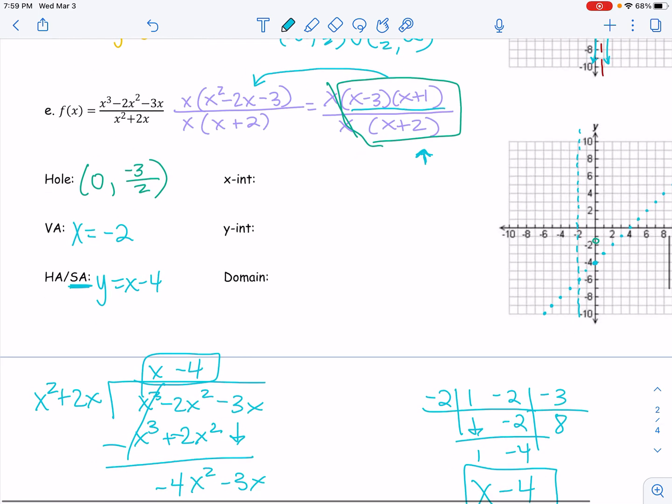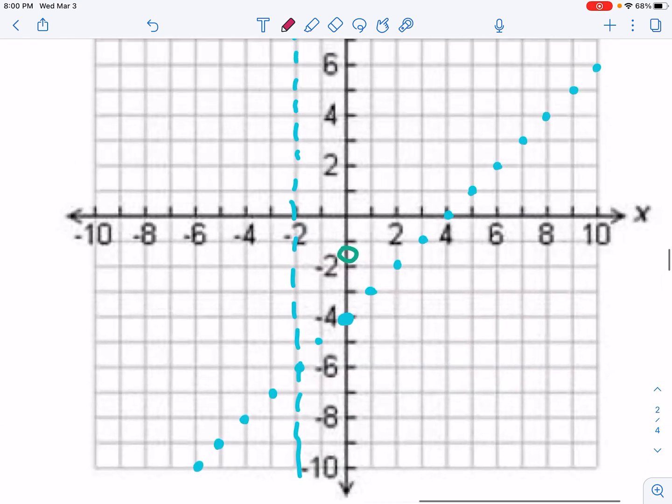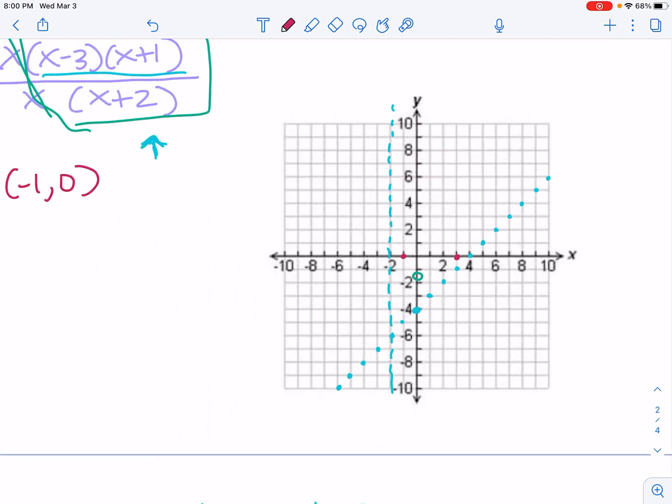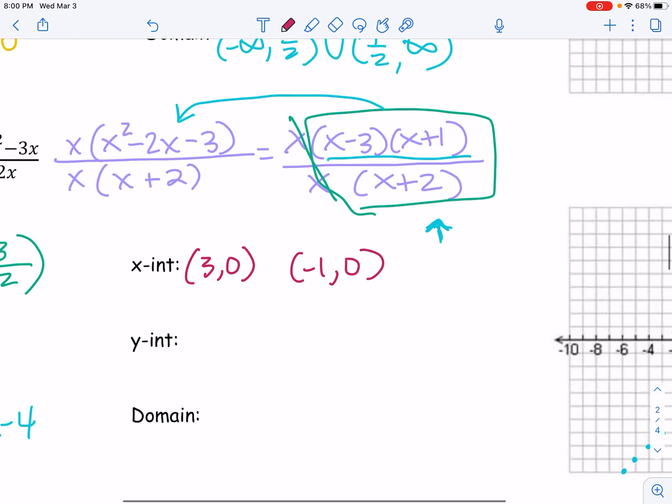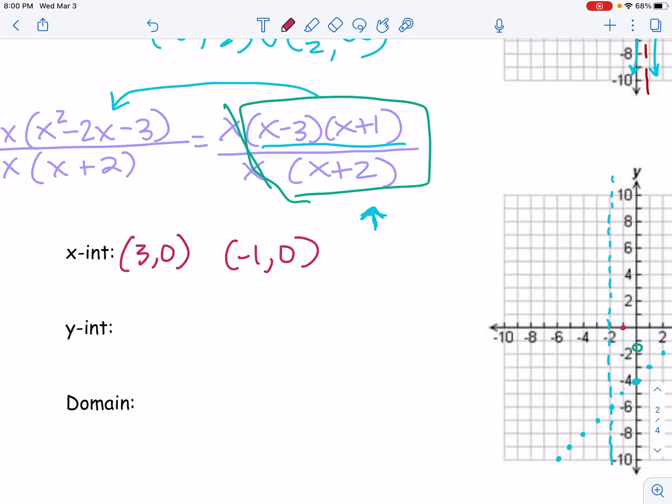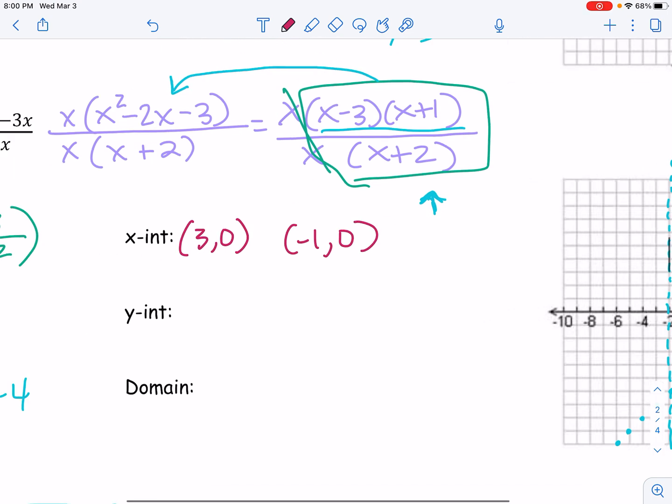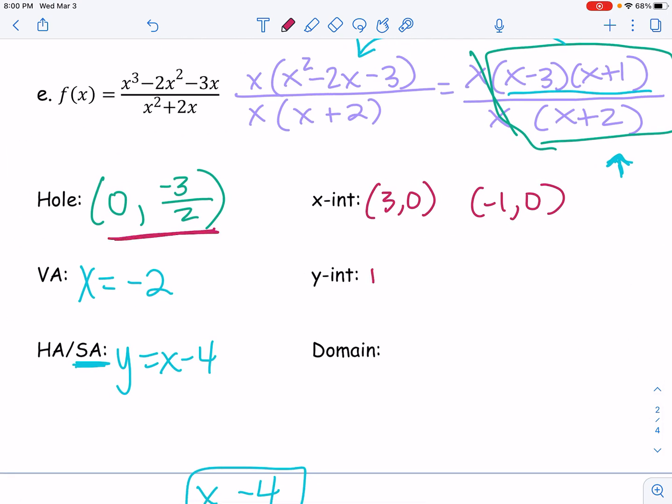Okay, and then finding that x and y intercept. X-intercept, setting my numerator equal to 0. So I have one at 3, 0, and one at negative 1, 0. So 3, 0, negative 1, 0. Y-intercept. Well, if I plug it into the remaining problem, I actually get 0, negative 3 over 2, but that can't physically happen because that is my hole. So I actually do not have a y-intercept because that's where my hole is located, okay?